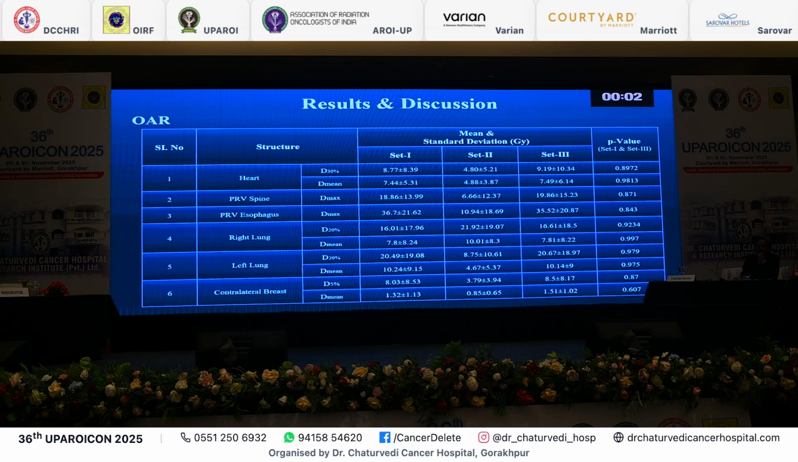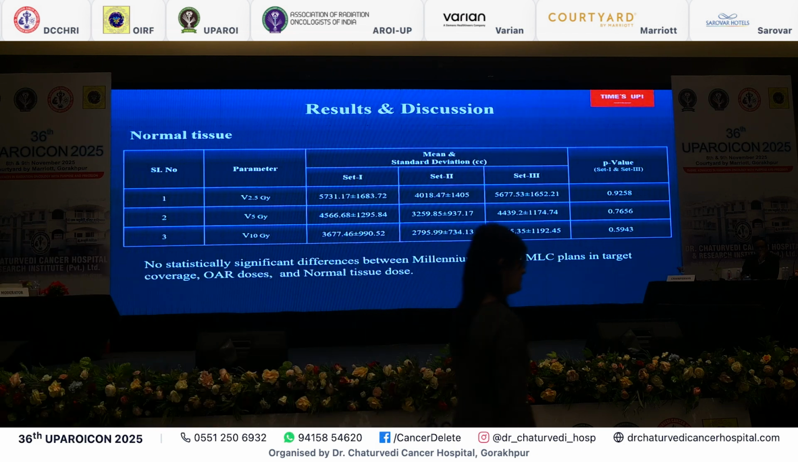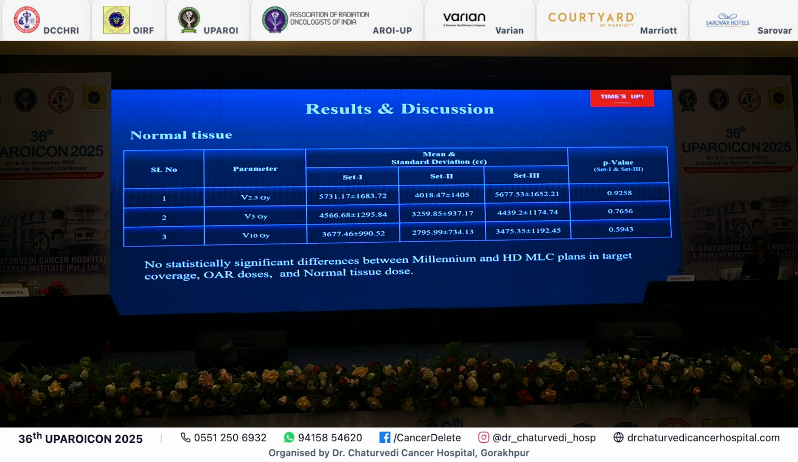Next is OAR. For the structures heart, spine, esophagus, right and left lung, and contralateral breast have been analyzed, and their results are tabulated here, with mean and standard deviation for set 2 and p-value for set 1 and set 3. Normal tissue doses were analyzed by assessing the 2.5 gray receiving volume, 5 gray receiving volume, and 10 gray receiving volume. Their results are also tabulated here.